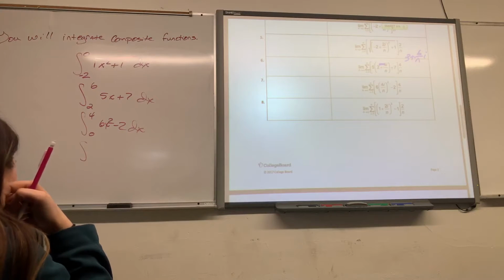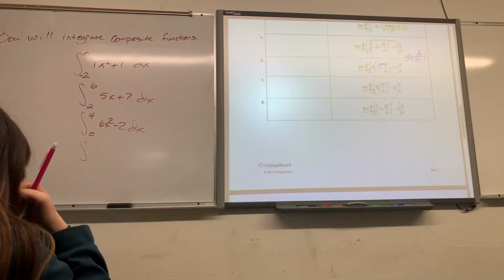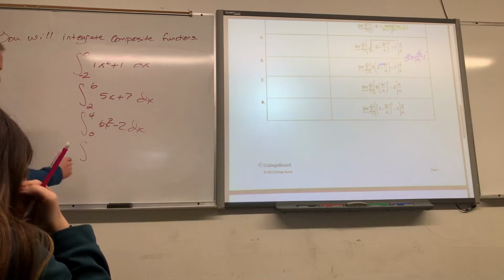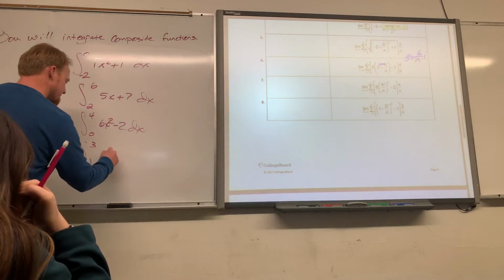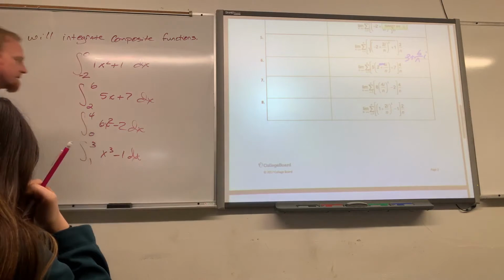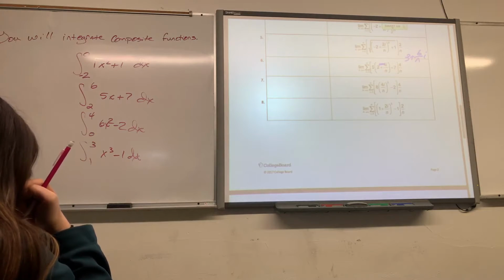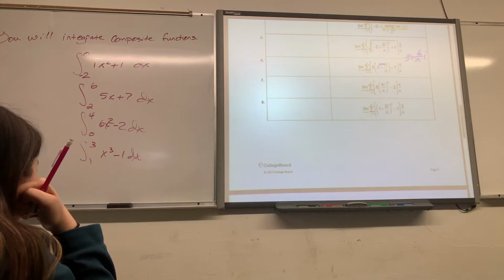All right. Lilani, 8. A is 1. Elite, B is 3. Courtney, number 8. I need the function. X cubed minus 1. All right, anybody have any issues translating from the limit of a Riemann sum into an integral?